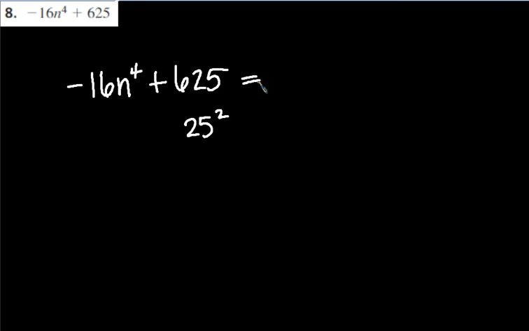What are we doing? Factoring. So what are we going to do? Instead of multiplying, we're going to factor out that negative. So when I factor out that negative, what remains? 16n to the fourth minus 625. And now I have a difference of squares.